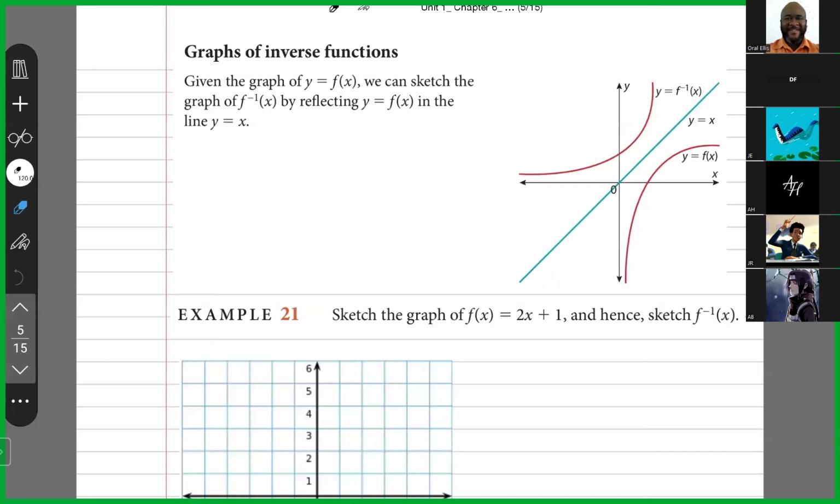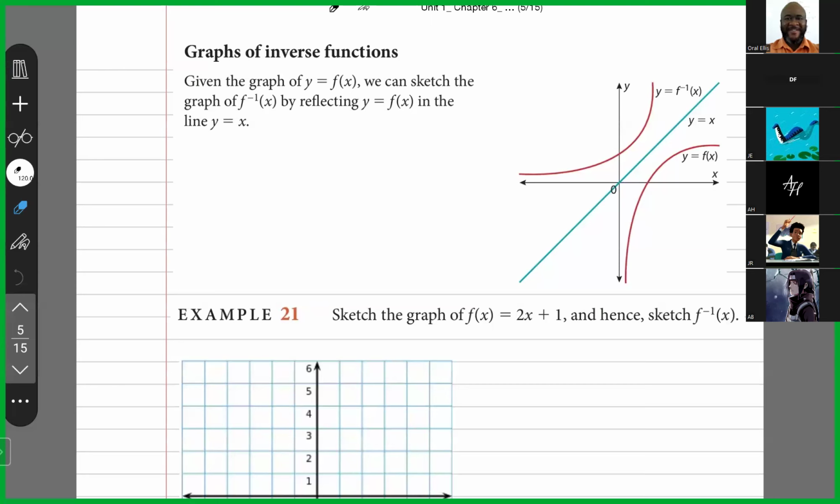All right, graphs of inverse functions. We said this earlier, we're going to say it again. Given the graph of y is equal to f of x, we can sketch the graph of f inverse of x by reflecting the graph of y is equal to f of x in the line y is equal to x. So this is demonstrated in the diagram top right.